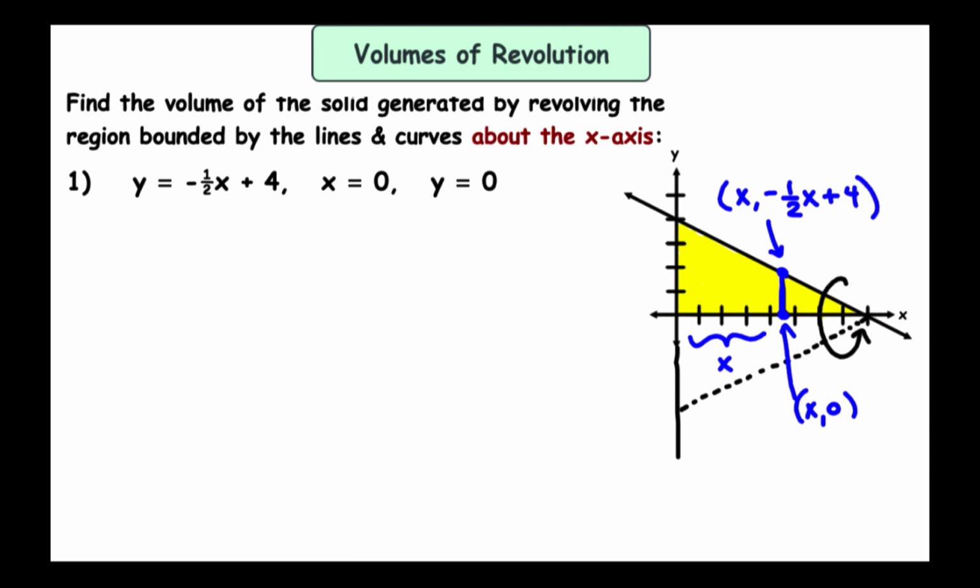Of course, I'm not writing a letter y, as you noticed. I wrote negative 1/2 x plus 4 because if you're on the line, you have to obey the equation of the line. That keeps extra variables out of my work. Okay, fantastic.